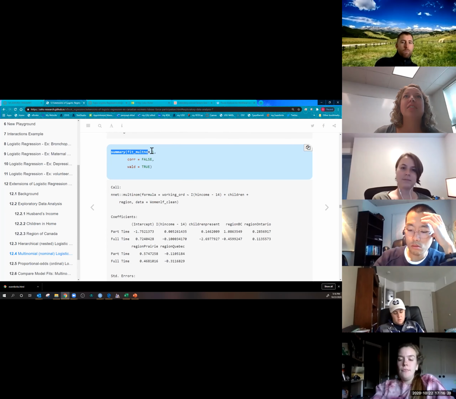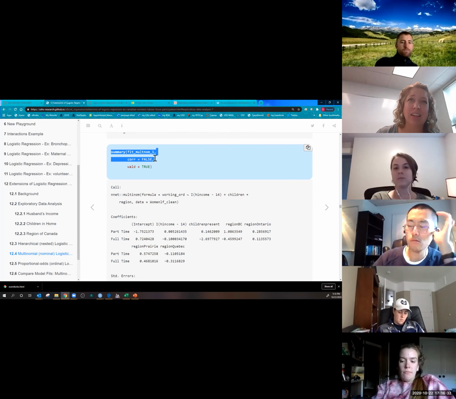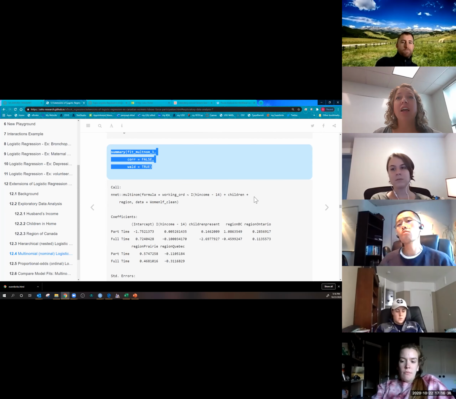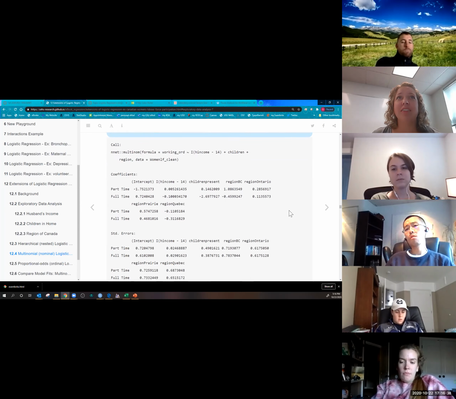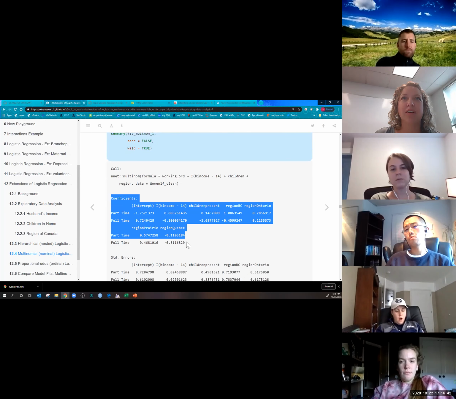So here I add summary. Now in the summary, I told it not to tell me the correlations because I don't want to look at them, but I did say, give me the Wald test. Now check out this output. Let's just look at the coefficients part here.